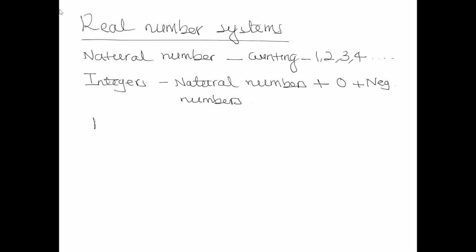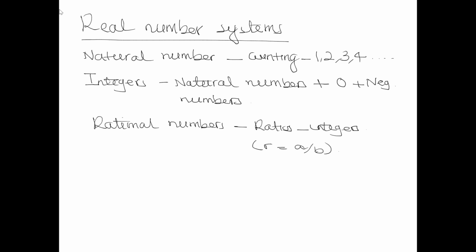Another concept that is so important and crucial is the rational numbers. And so these are numbers that we can express as ratios usually. So you have rational and then ratio, so it's easy to remember. This can be represented as R is equal to A over B.